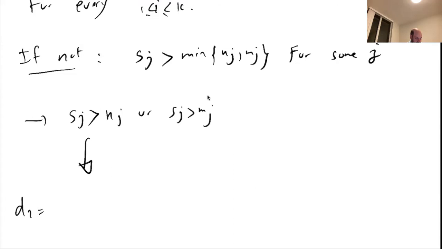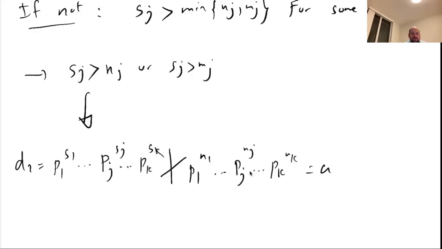will not divide P1 to power N1 times Pj to power Nj times Pk to power Nk, which is my A, because the power of Pj in the factorization of D2 is Sj, and this is bigger than the power of Pj in the factorization of A. And therefore D2 will not divide A because it has a bigger power here for Pj compared to here.